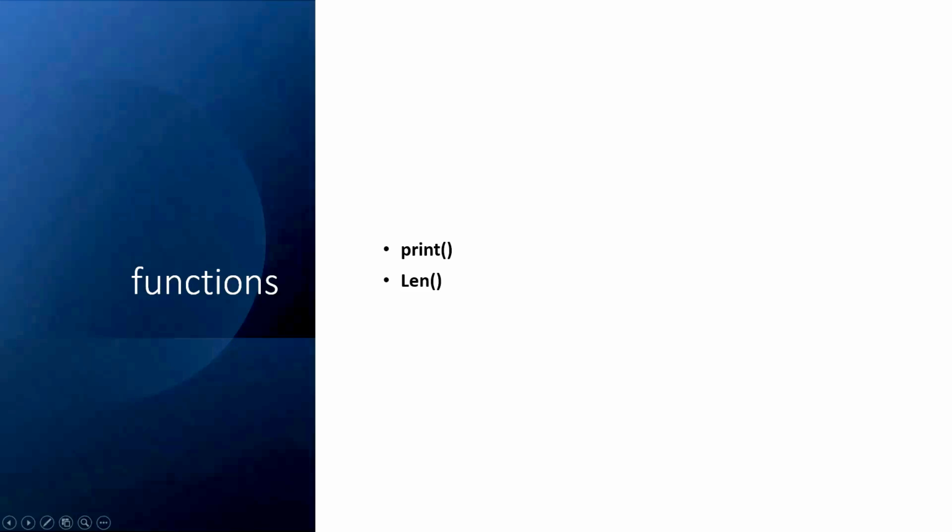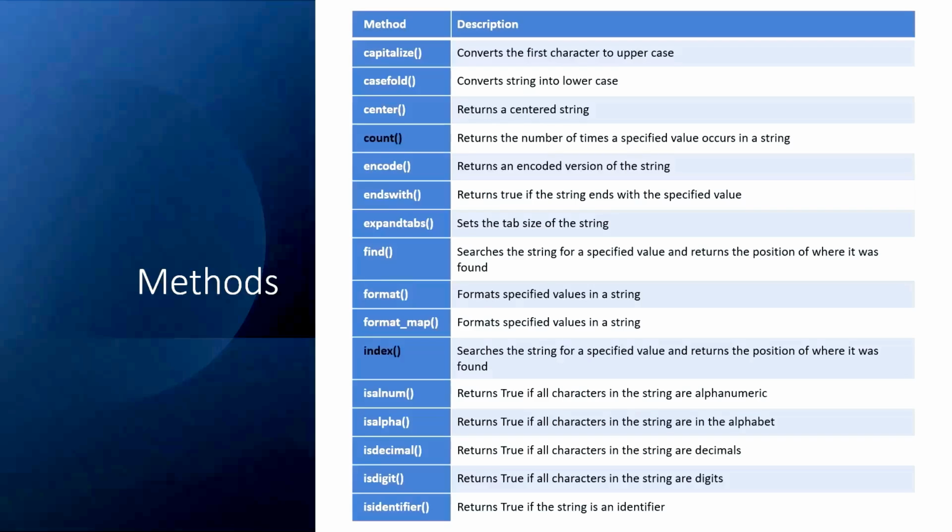So to start with, there are two functions which we have already seen: print and length. So we can print a string, and we can find the length of the string. Next is all the methods provided by Python for string. If you want, pause the video here and just read through all these methods. There are, as I said, 3 dozen odd methods provided by Python for the string.